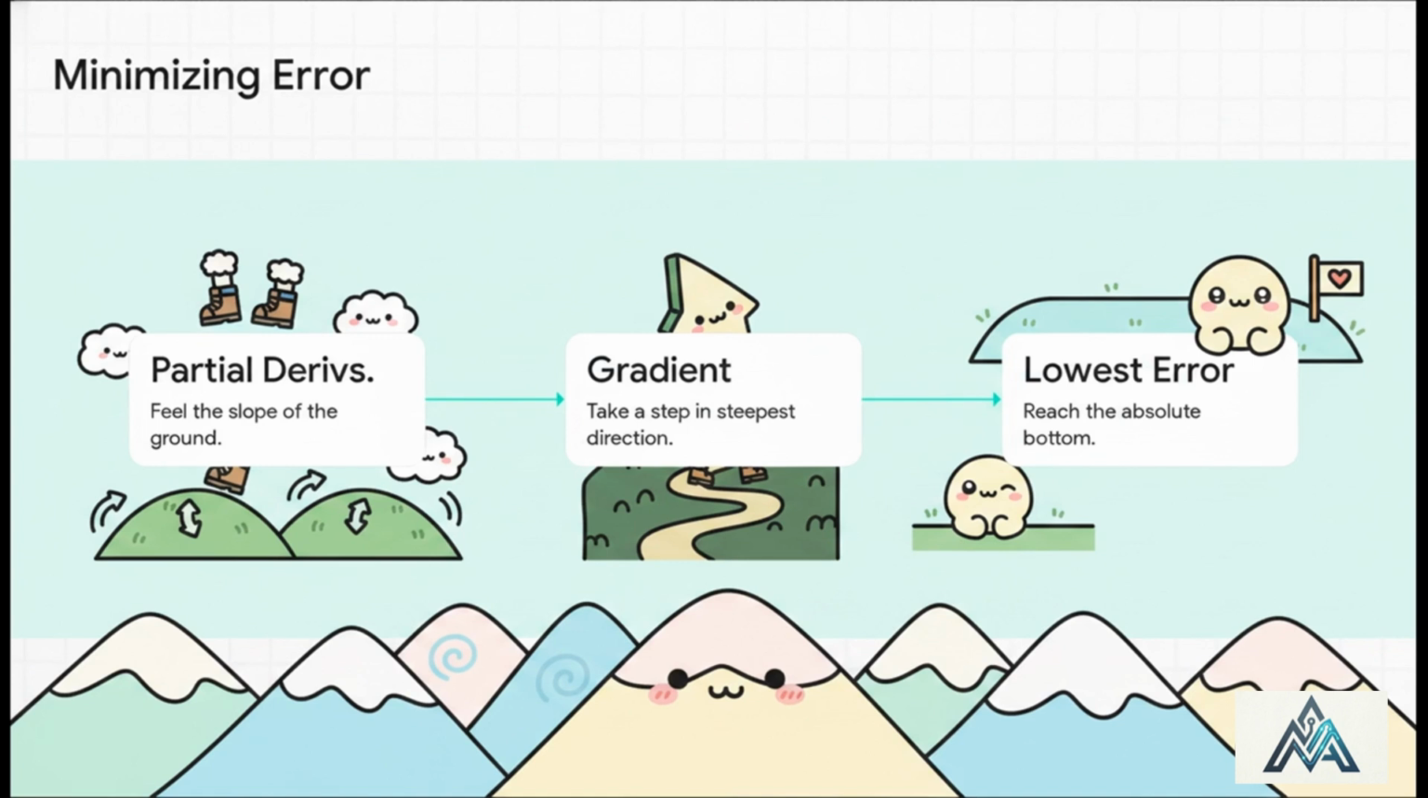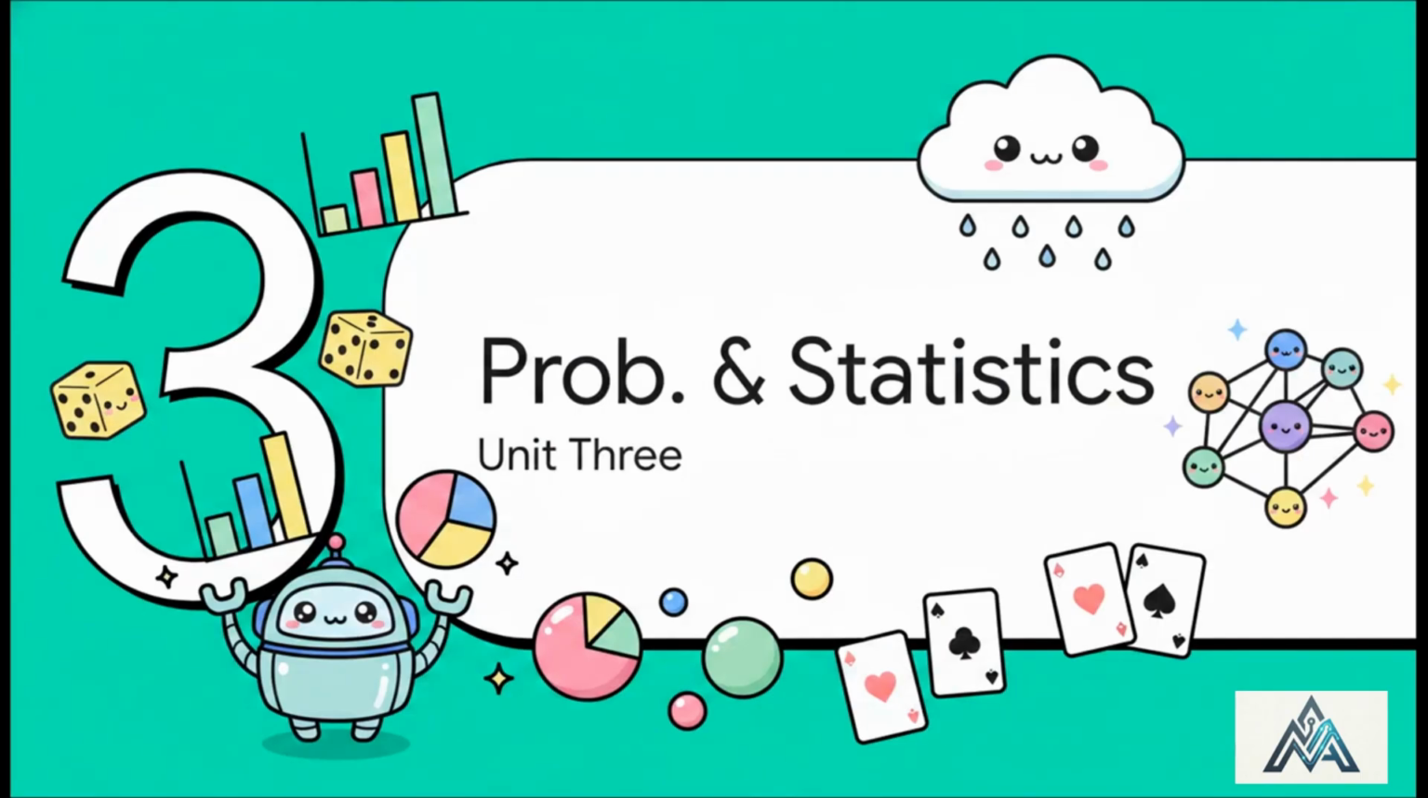By just repeating this loop, feeling the slope, taking a step down the gradient, the AI slowly, relentlessly walks its way down the mountain. And finally, step 3 is reaching the bottom. When the ground flattens out, the AI has reached the lowest possible error point. It has successfully learned. Unit 3, probability and statistics.